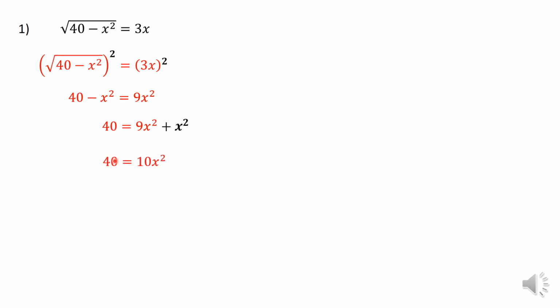So the first equation you're supposed to solve for x is the square root of 40 minus x squared equals 3x. Right, so I'm going to go ahead and square both sides, and that's going to leave me with 40 minus x squared on the one side equals 3 squared times x squared, which is 9x squared. It's very important that you square everything there. This is becoming a very straightforward equation where you have 10x squared is equal to 40.